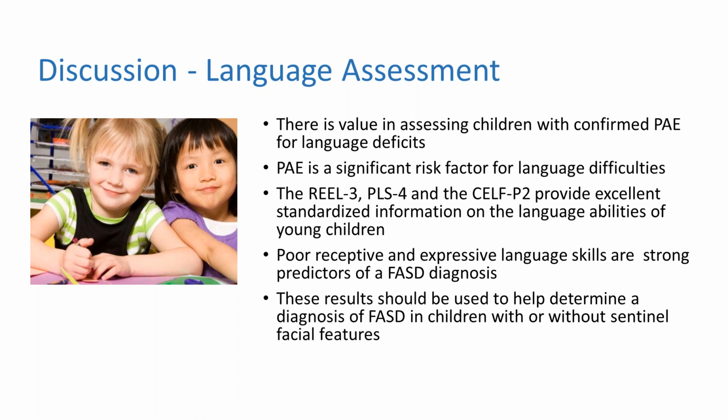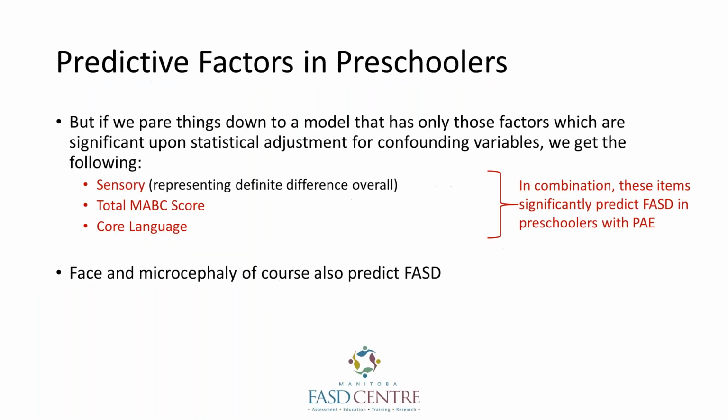And so we use these results to help us determine which kids get a diagnosis when we don't have the facial characteristics present. When we pool all of our research together and look at the statistics, what we determined is that when we have sensory problems with a definite difference overall, and their total Movement ABC score and their core language score are all significantly impacted, the combination of those is a strong predictor of kids that will eventually get a diagnosis of FASD. And when we can't give that diagnosis in the preschool years, those would be the kids that we would recommend we see down the road, if we're a little bit unsure.